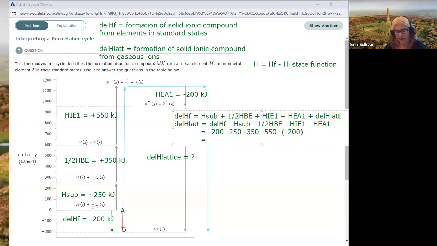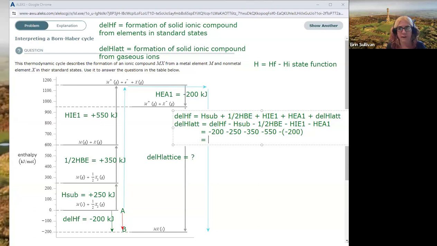So remember, we were predicting from reading off the graph that this should be like minus 1,150. So let's just check that. Minus 200, minus 250, minus 350. Let's hope I've read everything off here correct, plus 200 gives me, hang on, that's gone wrong, minus 970.